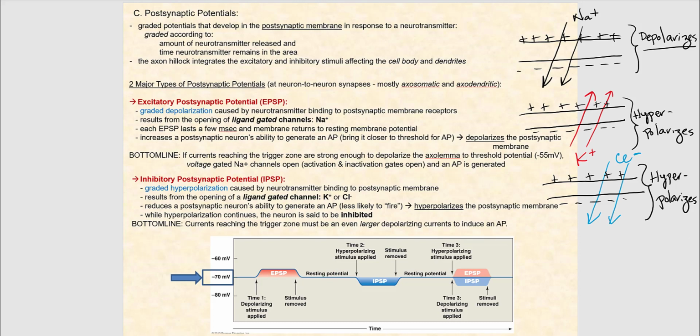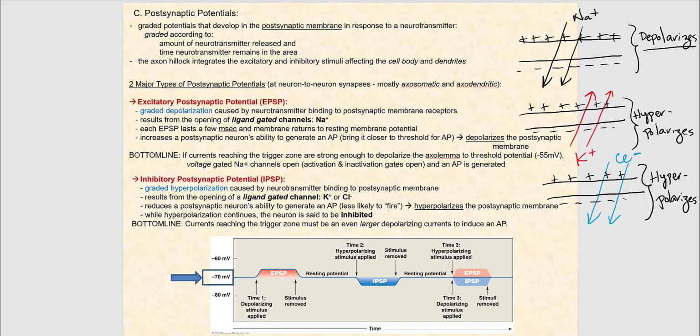Okay, now when we talk about postsynaptic potentials, we are talking about graded potentials on the postsynaptic membrane. What postsynaptic membrane are we referring to? Well, we're referring to the postsynaptic membrane specifically of the dendrites and the soma. So once again, this is plasma membrane of dendrites, plasma membrane of soma, all right? So the graded potential, the postsynaptic potential, will depend upon the amount of neurotransmitter that is released and the time that the neurotransmitter remains in the area, as well as the type of ligand-gated channels that open in response to that neurotransmitter.